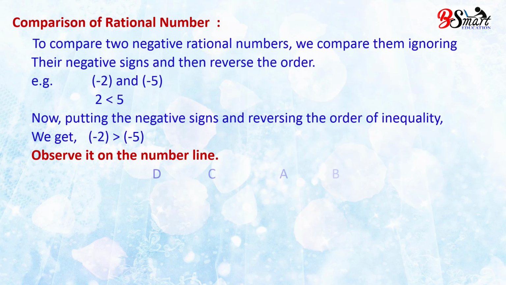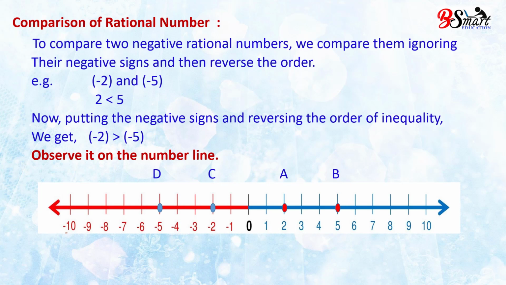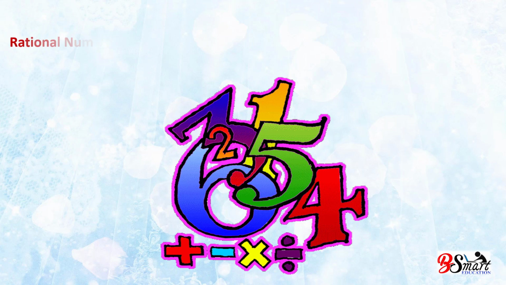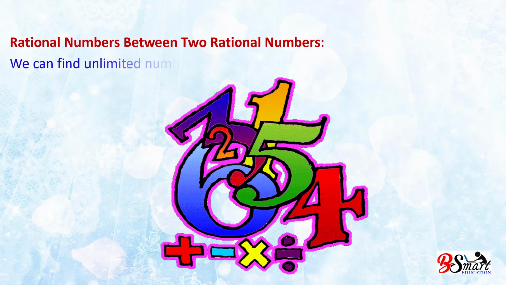Observe it on the number line. On the number line, the number which is to the left is the smaller number. Thus, 2 is less than 5 and minus 2 is greater than minus 5. Come to the most important points, rational numbers between two rational numbers. We can find unlimited numbers of rational numbers between any two rational numbers.